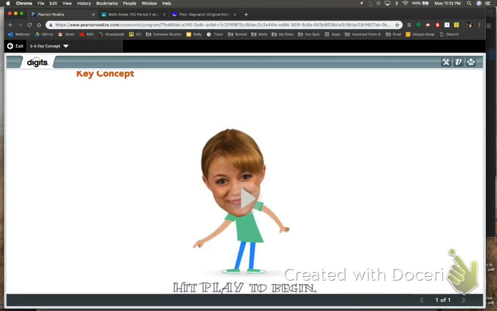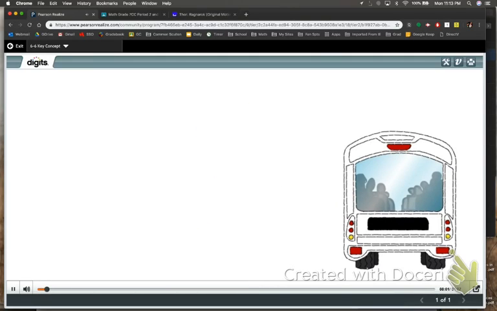I'm going to go ahead and click the example. Wow, it's pretty full. I wonder how many people are on board. 36 passengers, I think.